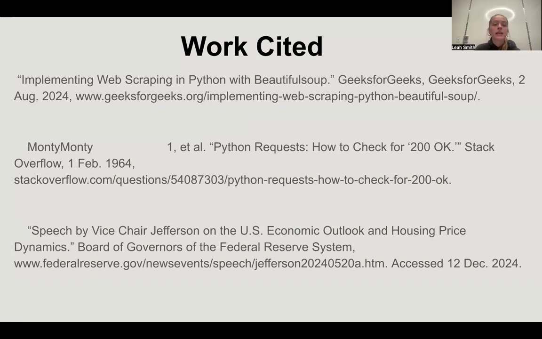So this is my works cited. On the very bottom is my speech's works cited, and then the top two are just two sites that I looked at to help advance my code and to find previous data.